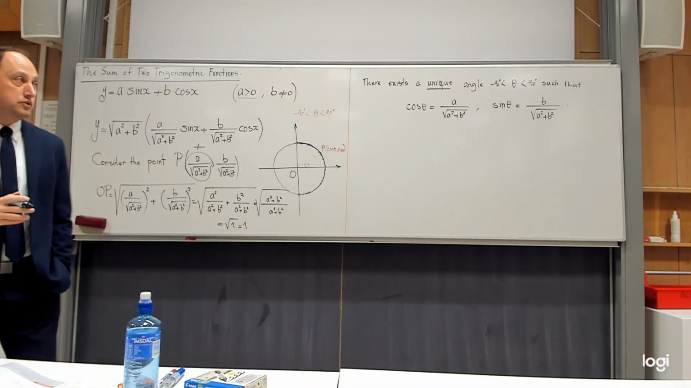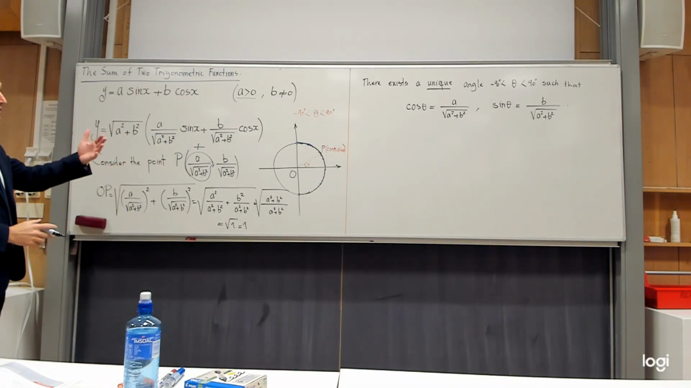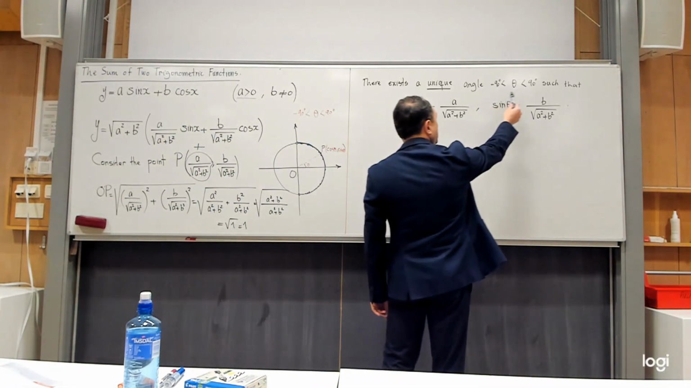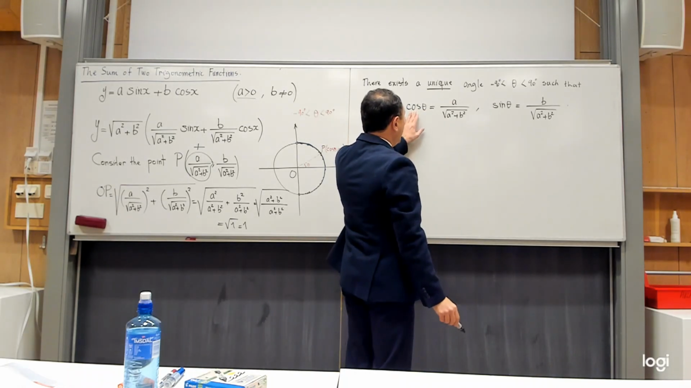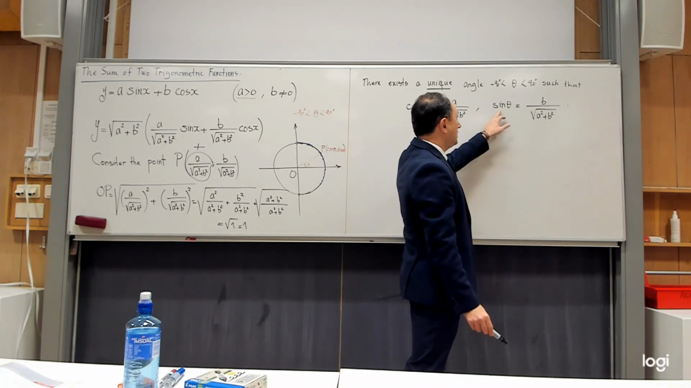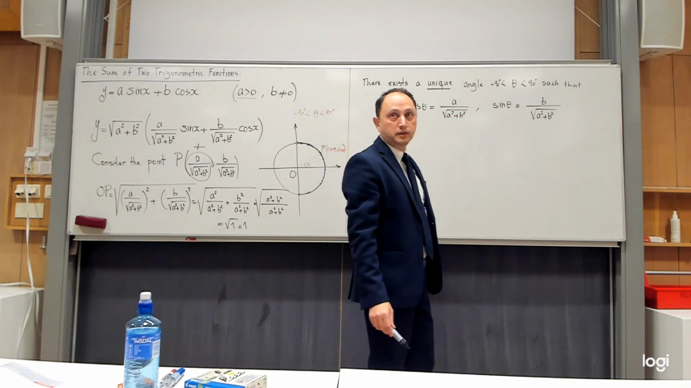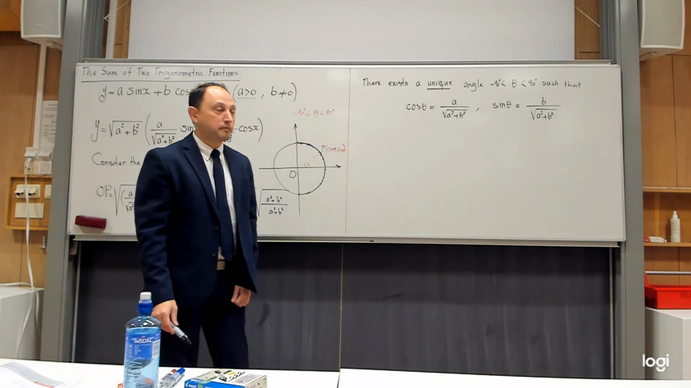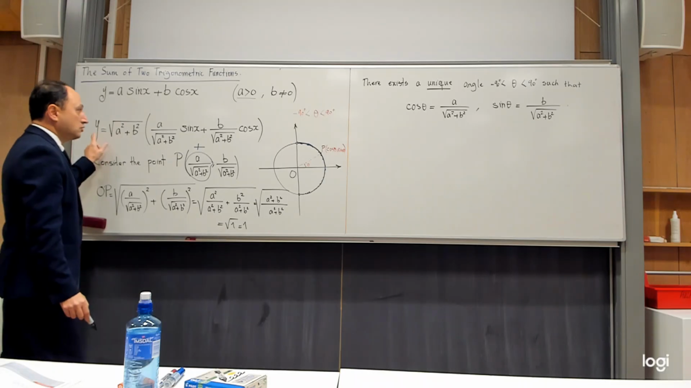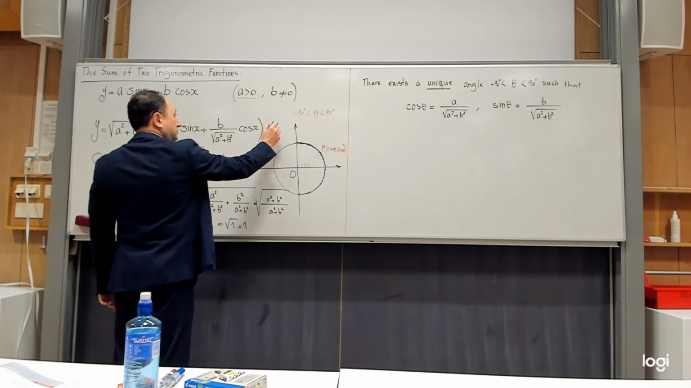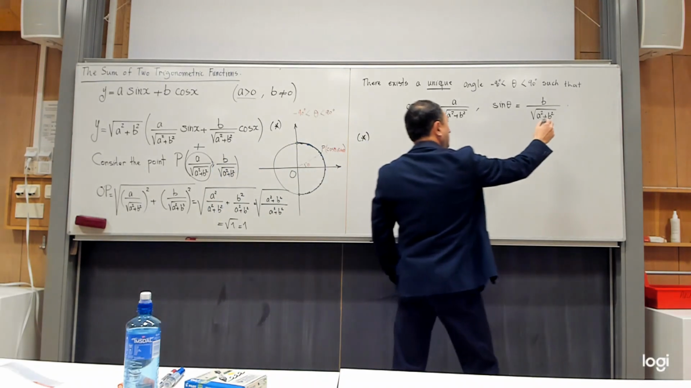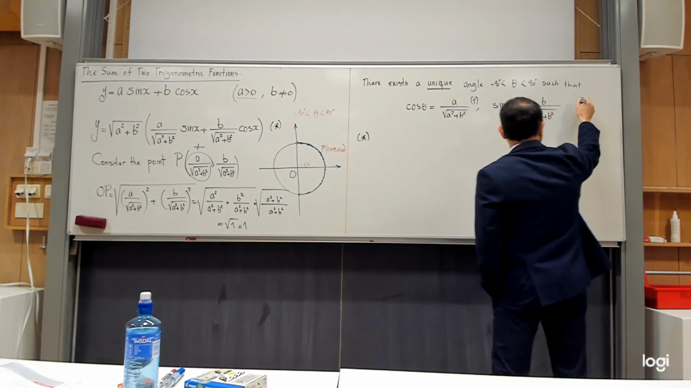Is that understandable? So by this, I wanted to convince you that there is a unique angle between minus 90 and 90, so that when you calculate cosine of that angle, it becomes this fraction, and if you calculate sine of that angle, it becomes this fraction. Yes? Understandable? Okay, now why this is good, let us go back here. So let me put this a star, and now from star, let me write number 1 and number 2.